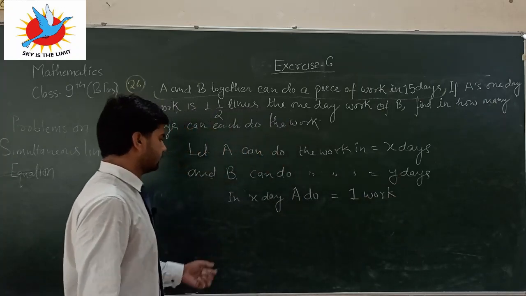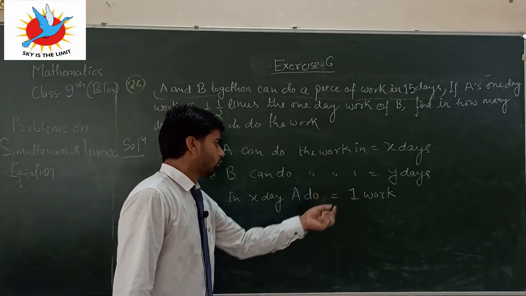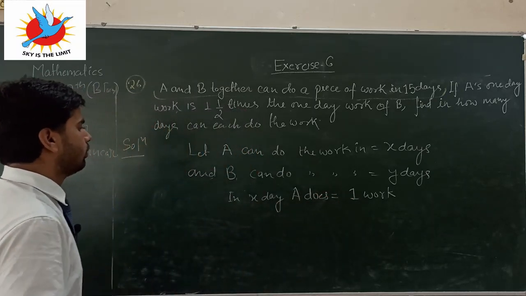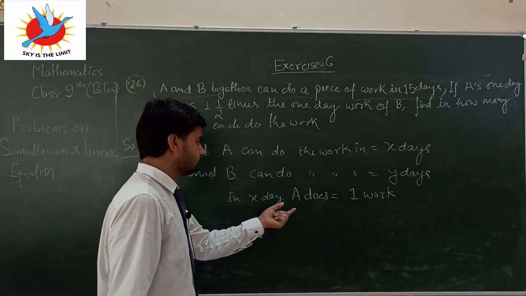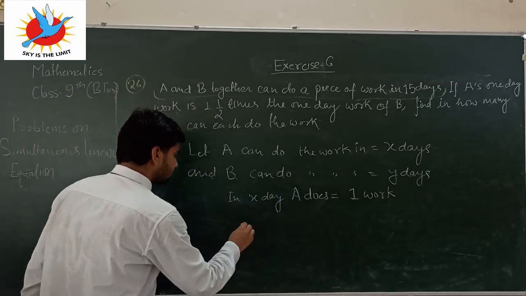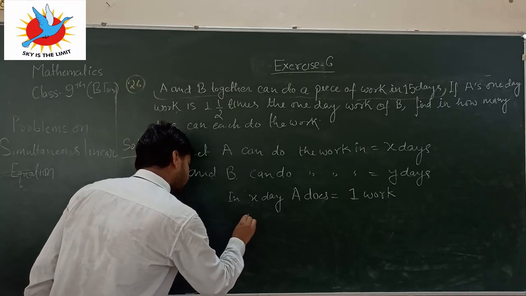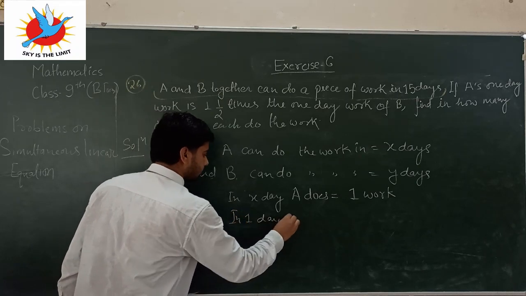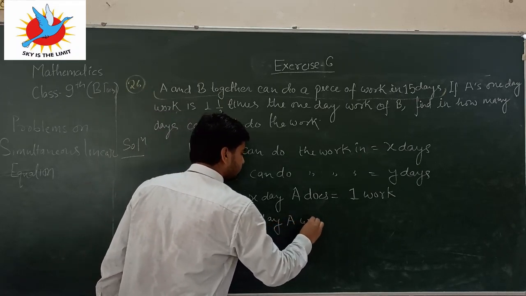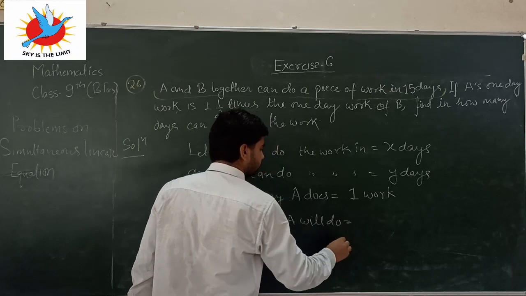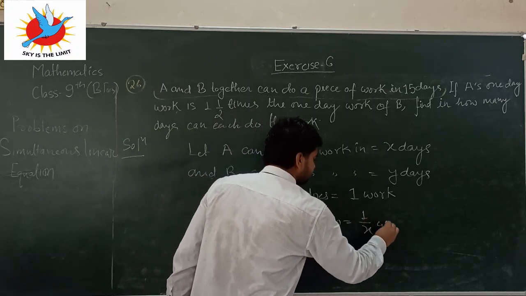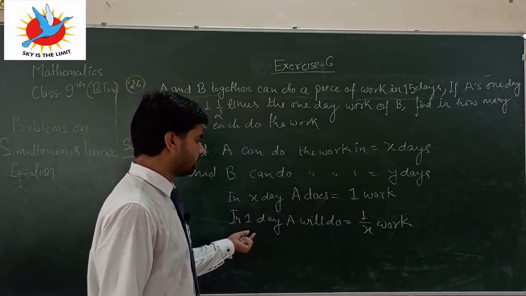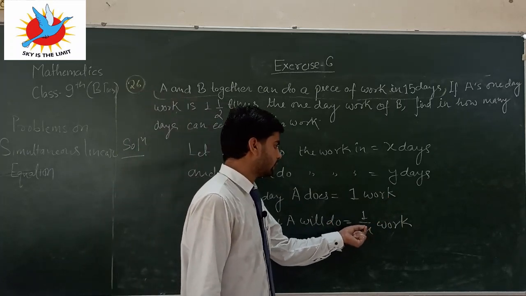Okay, one work. In X number of days A does one work. So what will be the work of A in 1 day, or 1 day work? In 1 day A will do 1 upon X work. So total work is 1, and if we want to calculate the 1 day work of A, that 1 day work will be 1 upon X work.